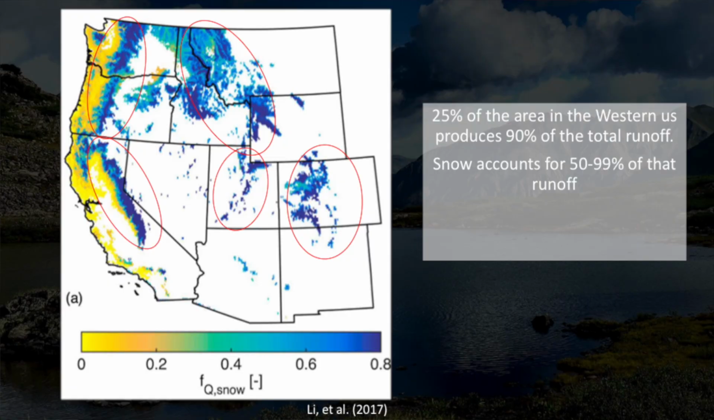When you look at this figure, the blue is snow-dominated, and the yellow is rain-dominated. We can see there are a number of areas, the Rockies, the Wasatch, the Northern Rockies, the Sierras, and the Cascades, that dominate our snow production. We can say pretty unequivocally that about 25% of the area generates roughly 90% of the water that we have available. Of that water, 50 to sometimes 99% comes from snow. So snow is our primary issue for thinking about our water supply in the Western United States.